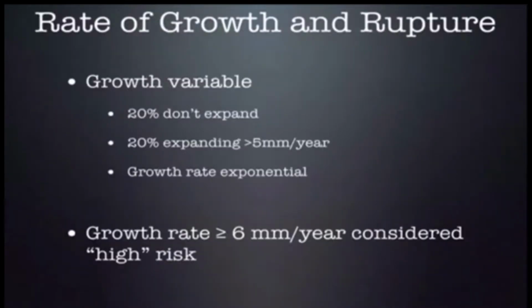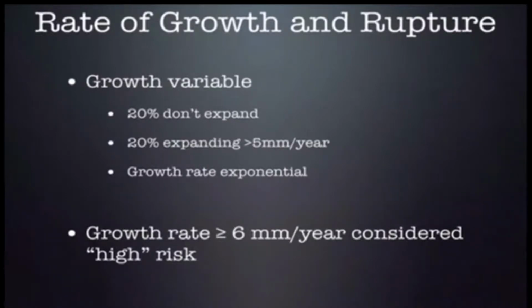Now, the other big factor that has to be considered, and something that we're rarely going to know as acute care providers, is the rate of growth. You can see here that the growth rate is highly variable. 20% of AAAs will actually plateau off and quit expanding, whereas 20% will expand greater than 5 millimeters per year, meaning approximately 60% will expand less than 5 millimeters a year. Also, the growth rate is not a constant. It actually is exponential. In other words, the larger the AAA gets, the quicker it grows.